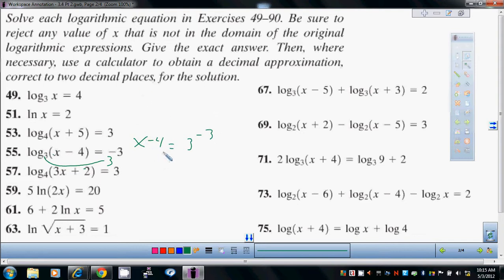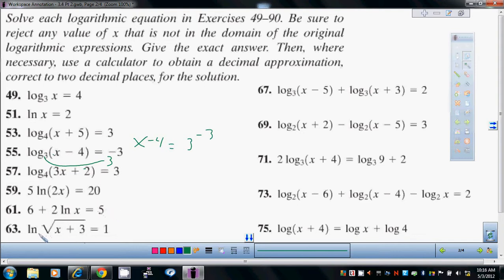59. What's the only thing we have to do before we do that again? What's the only thing that's different about 59? Yeah, you have to isolate the log or natural log, so divide by 5. Well, let's see, 61, you have to subtract 6, then divide by 2 first, but after that it's the same.